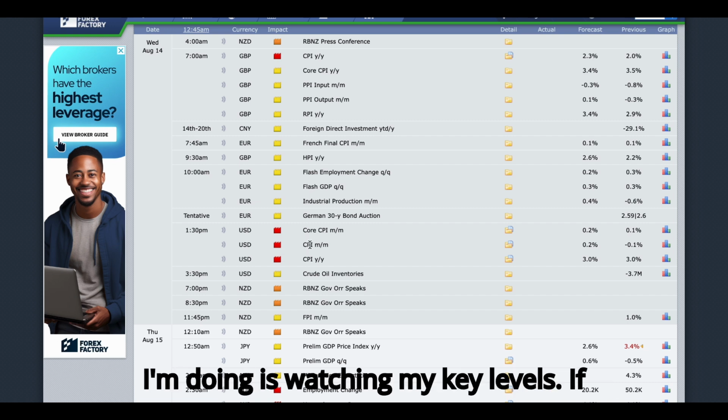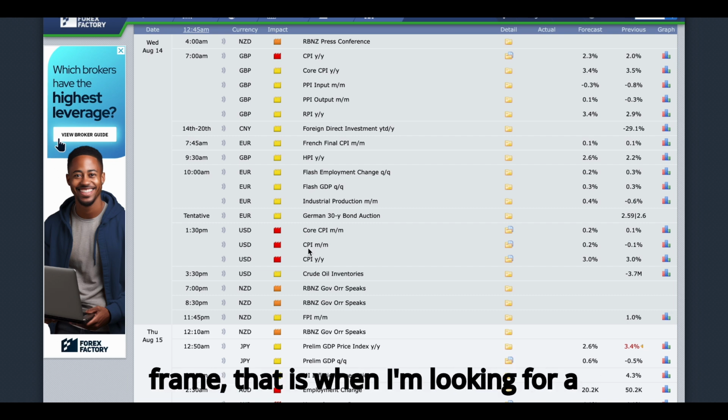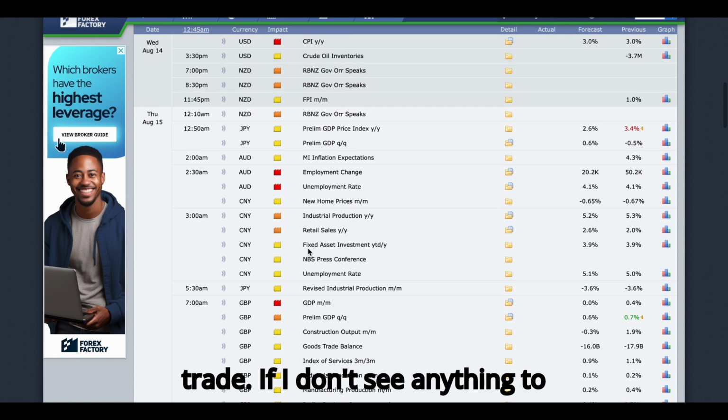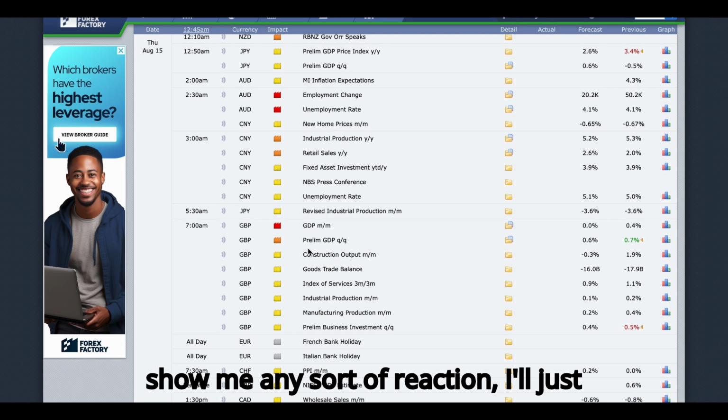The only thing I'm doing is watching my key levels. If price comes to my key levels and I see a break of structure on the smaller time frame, that is when I'm looking for a trade. If I don't see anything to show me any sort of reaction, I'll just be on the sidelines.